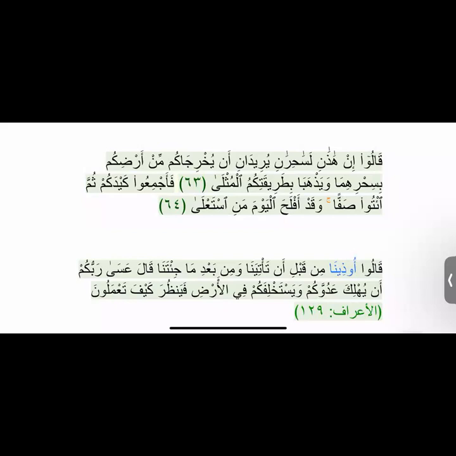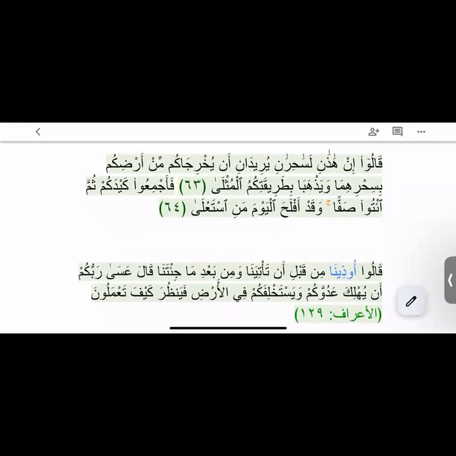Now look at the word after it. Two magicians. These are two magicians. The word is common, followed by a fi'l. Sahirani yuridani. Two magicians. Very well done.